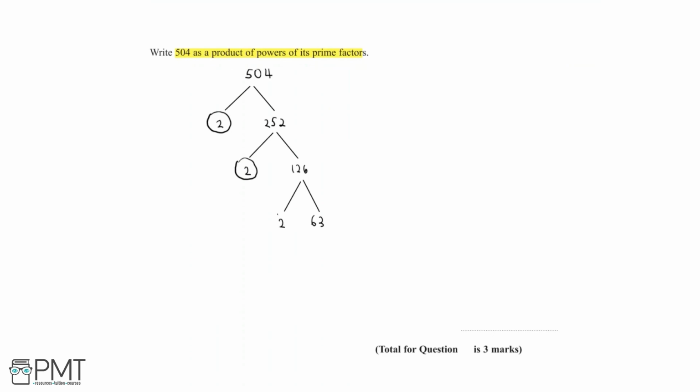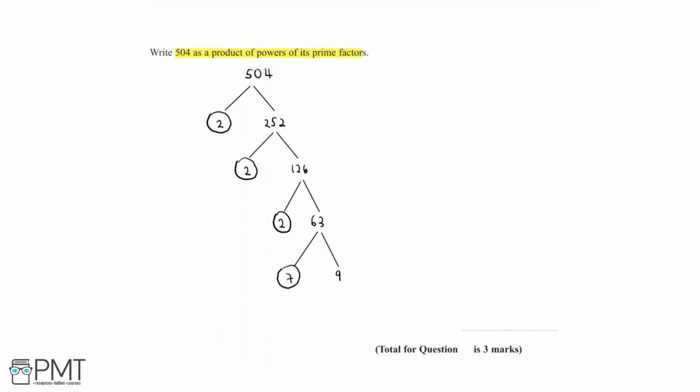We're going to circle 2, which is a prime number. And now we're going to split 63 up into 2 numbers that multiply to give 63. We can't divide 63 by 2 because 63 is an odd number. But what we can do is find 2 other numbers that multiply to give 63. And so we can choose 7 and 9. 7 is a prime number, so we're going to circle it.